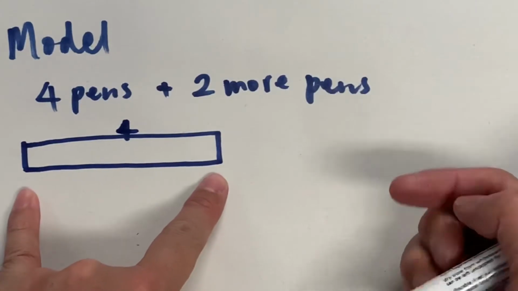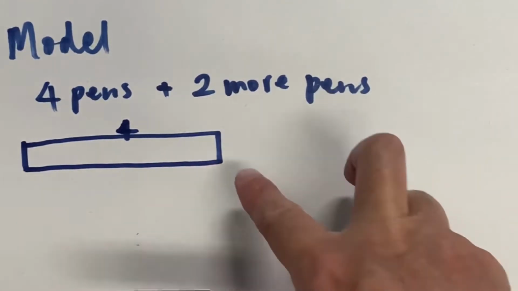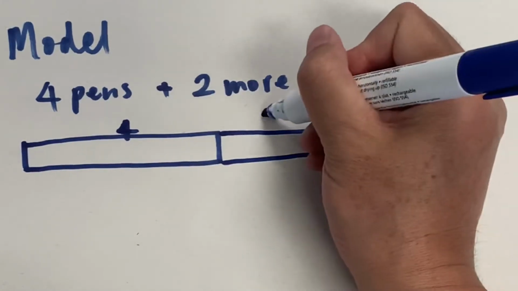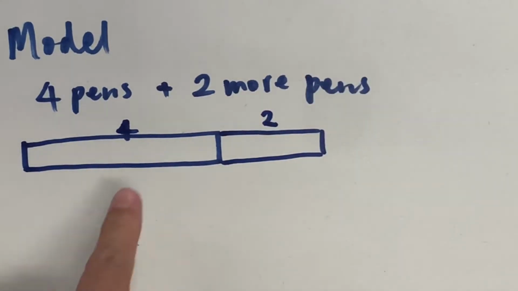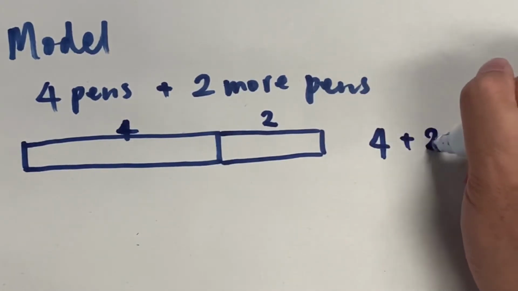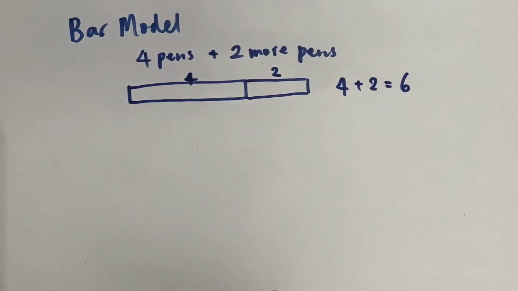Now the important part is, this is 4 and this is 2. The 2 should be smaller than the 4. This helps. So 4 and a 2. So 4 plus 2 equals 6. As simple as that. So I'm going to give you a quick question.